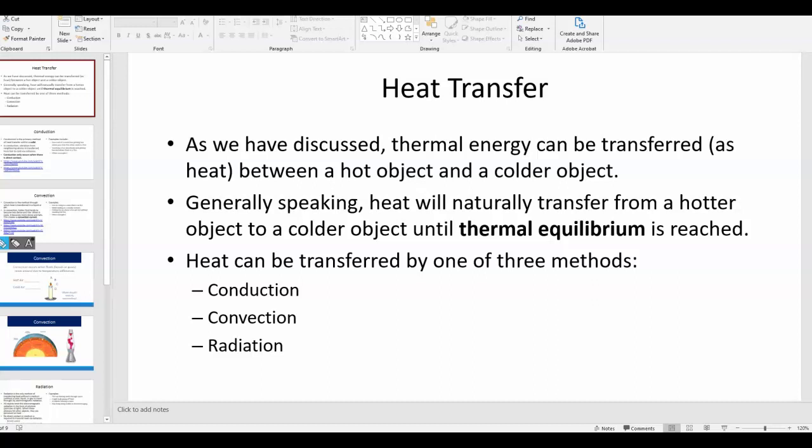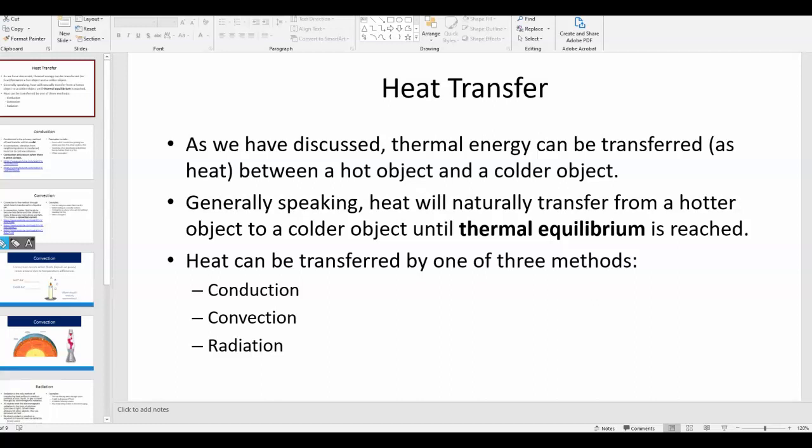Okay, so in this video, we're going to continue on in our talk about thermodynamics. In the last video, we talked about the laws of thermodynamics. And in this video, we're going to talk about different methods of heat transfer. And so we've talked about heat before. Heat is basically the transfer of thermal energy from one place to another place.